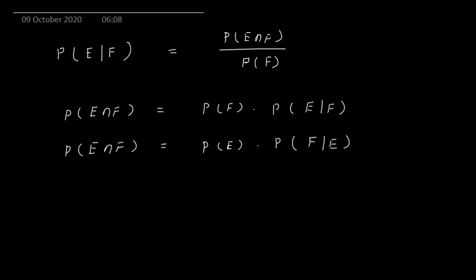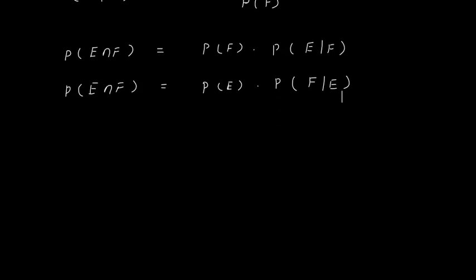Now this can be generalized. Here P of E intersection F can also be written as P(EF). So when I write P(EF), I am talking about the probability of E intersection F, that is, the probability of both E and F happening is equal to probability of E into probability of F by E. This is our multiplication theorem.